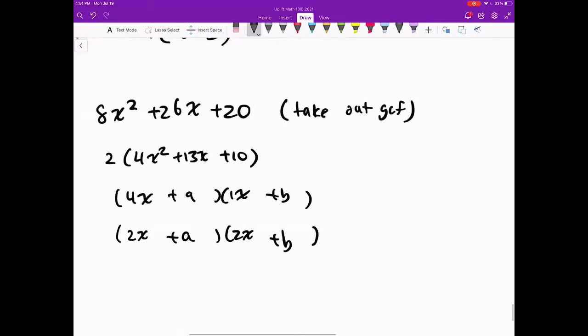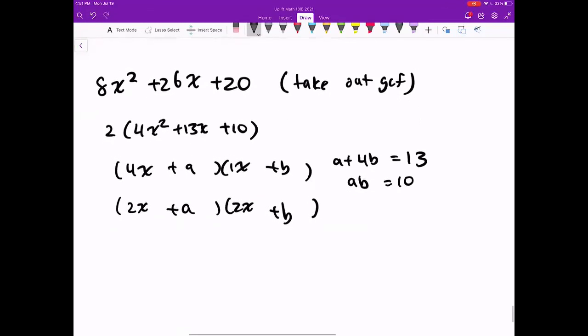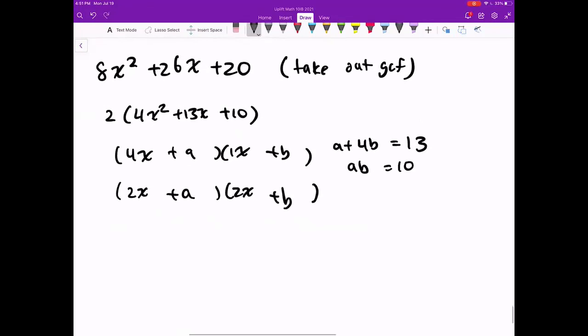In our first case, we have 4b plus a plus 4b. Always have the a first, so it's easier. And then we have a times b is 10. Let's see if there are any solutions. Okay, so one solution is a is equal to 2.